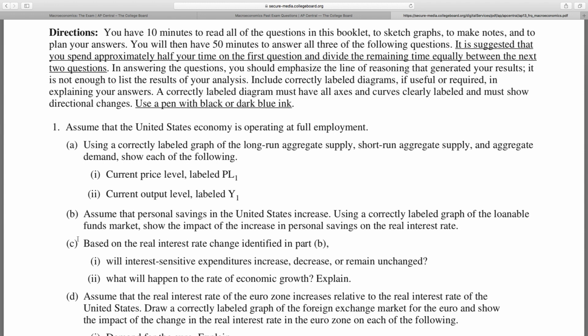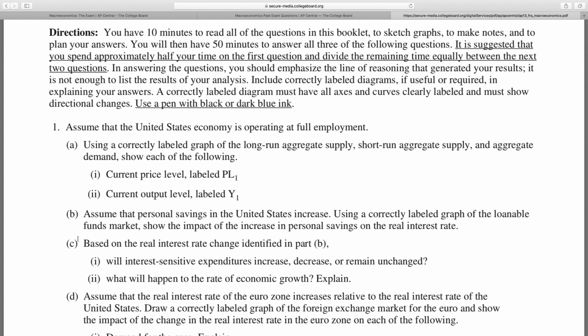Part C says, based on the real interest rate change identified in Part B, will interest-sensitive expenditures increase, decrease, or remain unchanged? So in other words, spending that is sensitive to changes in interest rate, is it going to increase, decrease, or remain unchanged? Well, if interest rates go down, consumer spending is going to go up. And if interest rates go down, investment spending is going to go up. All right? Those are what interest-sensitive expenditures are. So consumer spending is an interest-sensitive expenditure, as is investment spending. If you decrease an interest rate, both of those are going to increase.